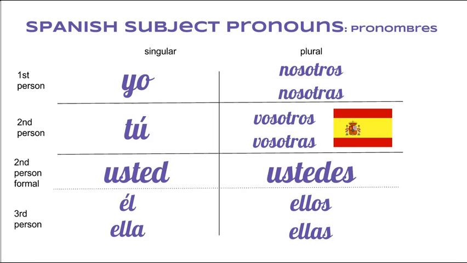To end this lesson, let's practice pronouncing all of the subject pronouns. As you say each pronoun, think about what it represents in English. Repeat after me. Yo, tú, usted, él, ella, nosotros, nosotras, vosotros, vosotras, ustedes, ellos, ellas.